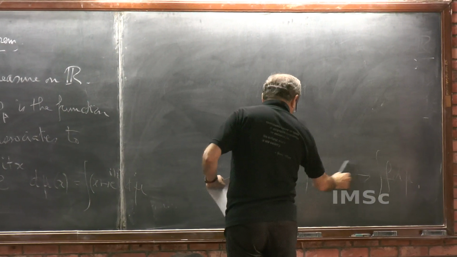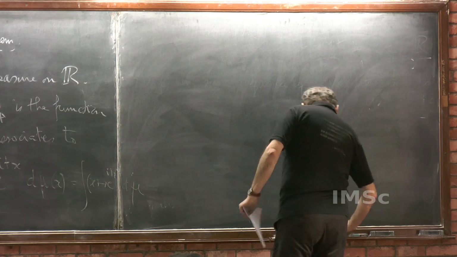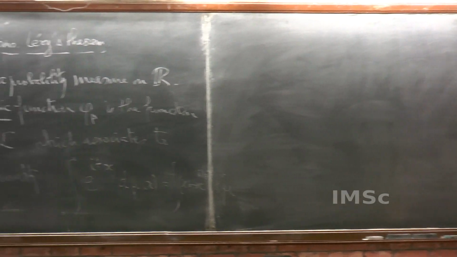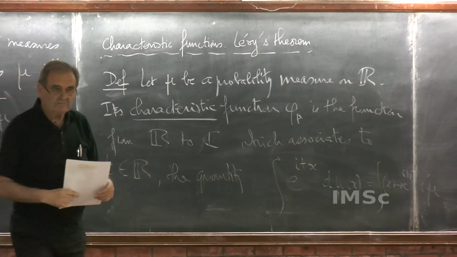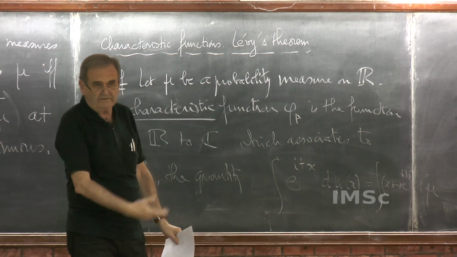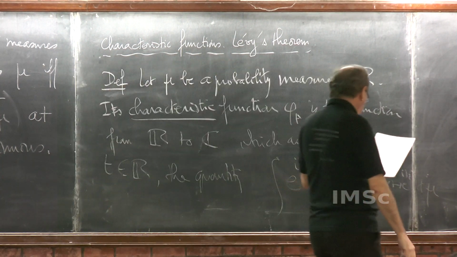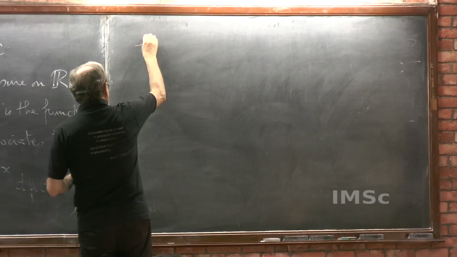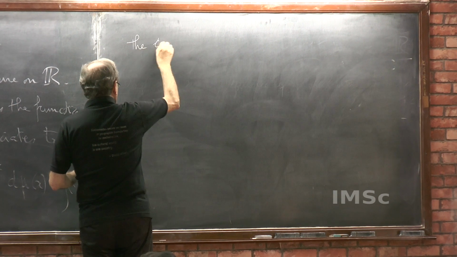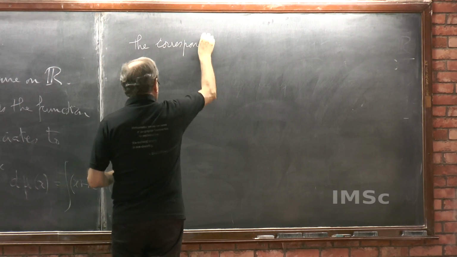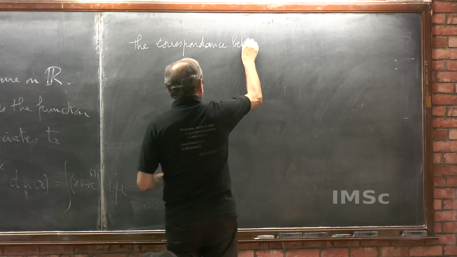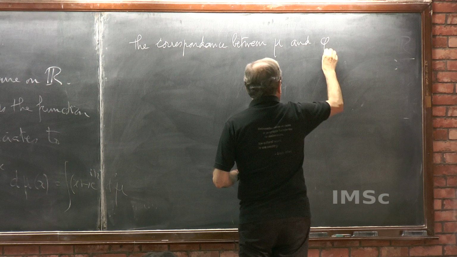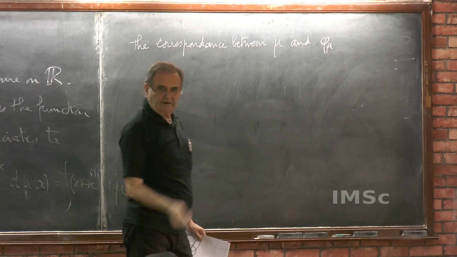So why is it called characteristic? Because if two measures have the same characteristic function, they are equal. This is why it is called characteristic. It is a characterization of the measure mu. Okay? So the correspondence between mu and, in some way, phi mu, if I can write it like that, is a bijection.